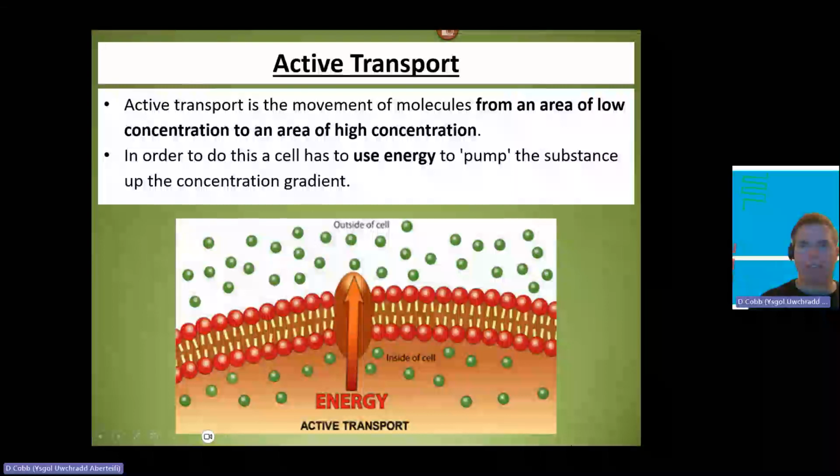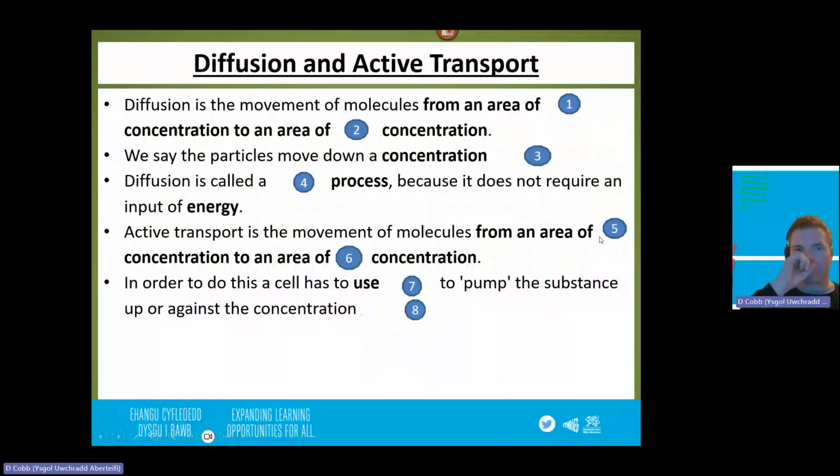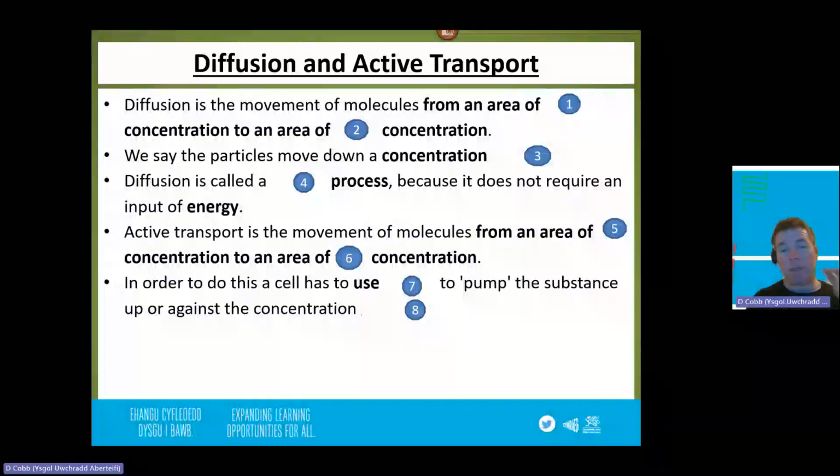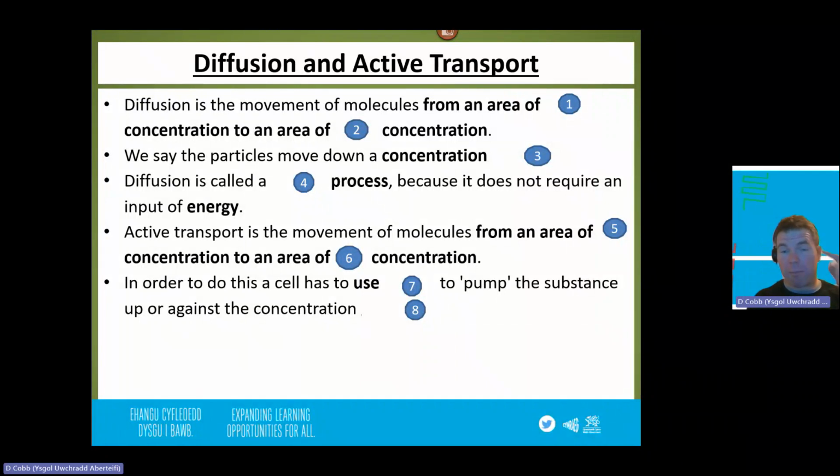Okay, right, let's try this. Little bit of a recap and also a little bit more to do with active transport. Same thing, please pause the video, have a go, and then restart when you're ready. So hopefully you've done that.